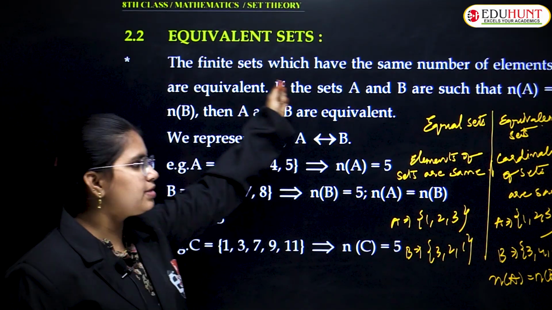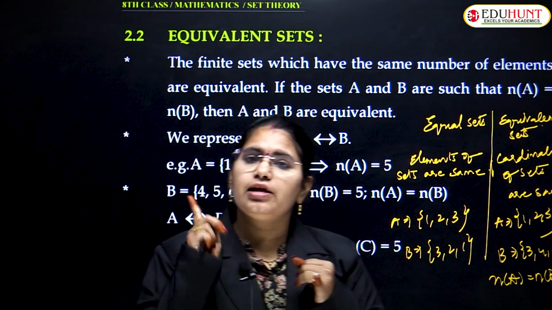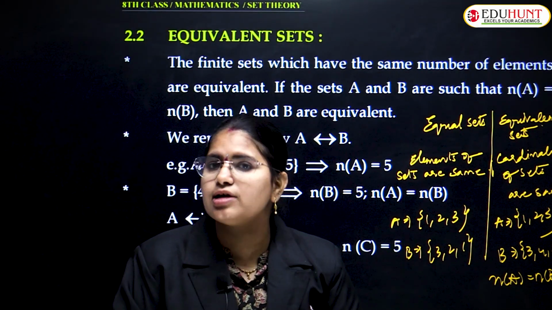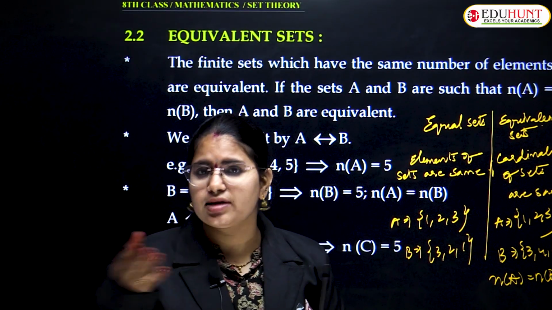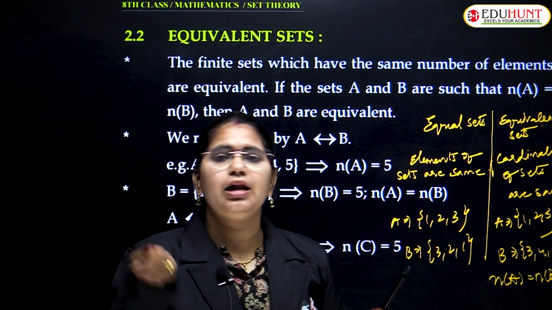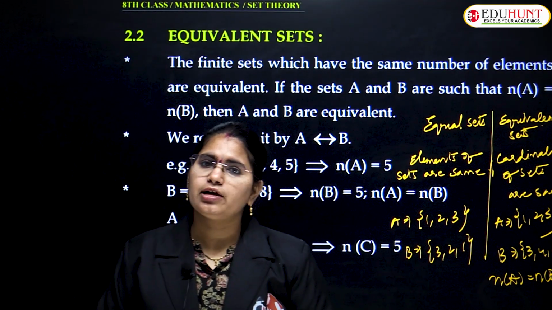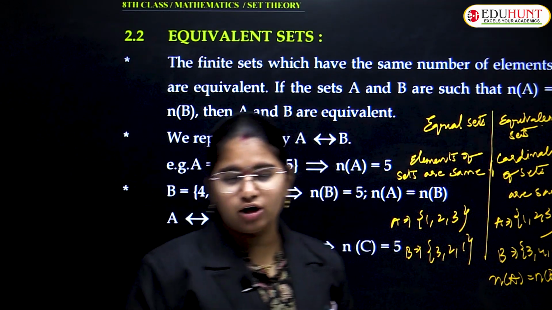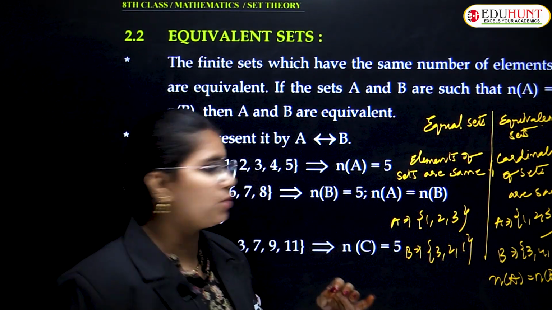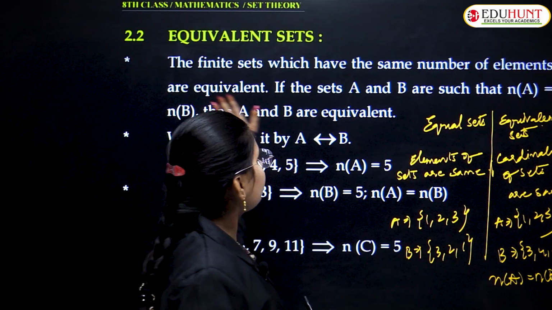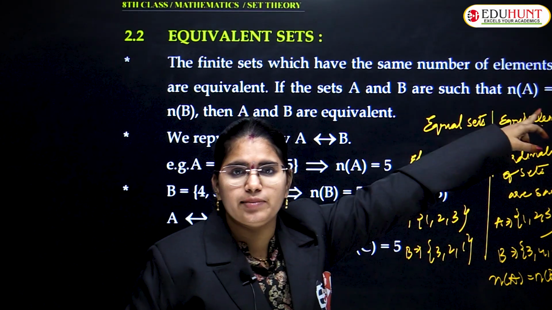The finite sets, of course, whenever you are counting, whereas in equal and equivalent sets, in both cases you should consider finite sets. If it is an infinite set, you will not be able to pick a last element, so you cannot find out whether it is countable or uncountable. So you have to consider finite sets for equal and equivalent sets, right? Equivalent sets are those which have the same number of elements.